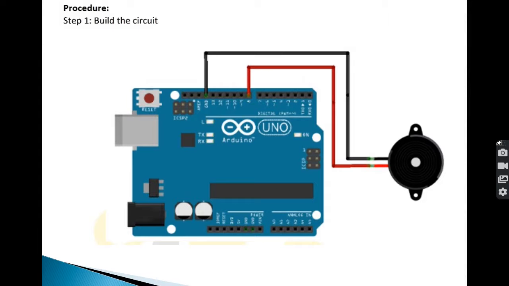This is the circuit of our project. This is the buzzer. This is the Arduino board. As you can see, the buzzer's red pin is for getting the signal, and this black one is for ground.